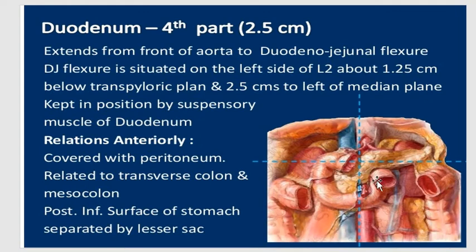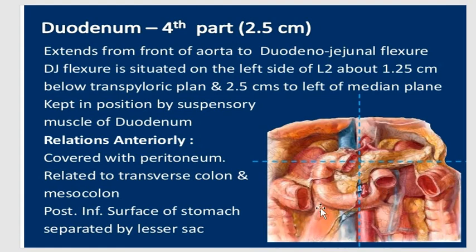This fourth part extends from the front of the aorta, where the third part ends. It extends from there till the duodenojejunal flexure. This duodenojejunal flexure is situated just 1.25 centimeter below the transpyloric plane. See, this is the transpyloric plane. Just 1.25 centimeter below this plane, this duodenojejunal flexure is situated at the level of L2 vertebra.